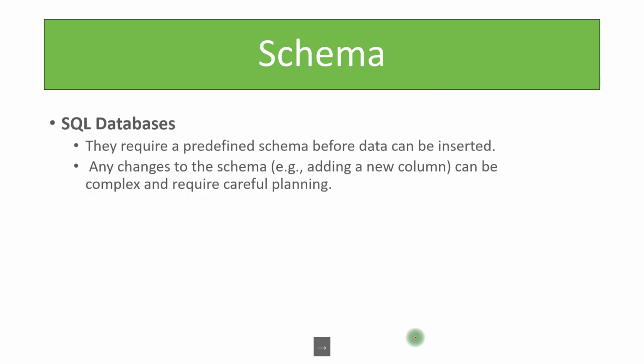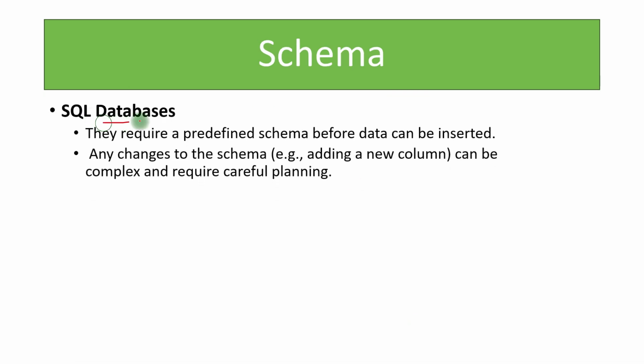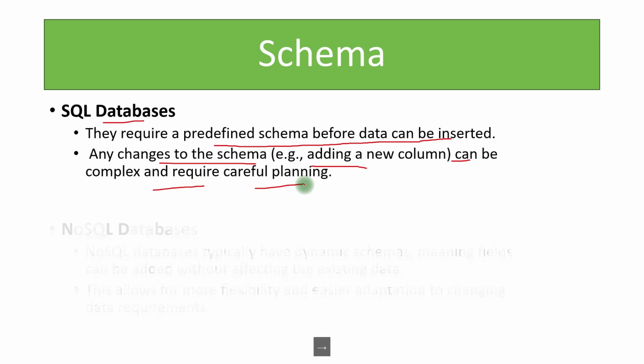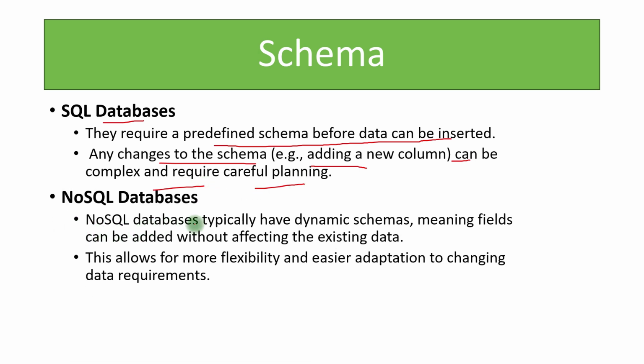Coming to the next one, schema. SQL databases require a predefined schema before data can be inserted. Any changes to the schema, like adding a new column, can be complex and require careful planning, as we just saw. NoSQL databases typically have dynamic schemas, meaning fields can be added without affecting the existing data. This allows for more flexibility and easier adaptation to changing data requirements.